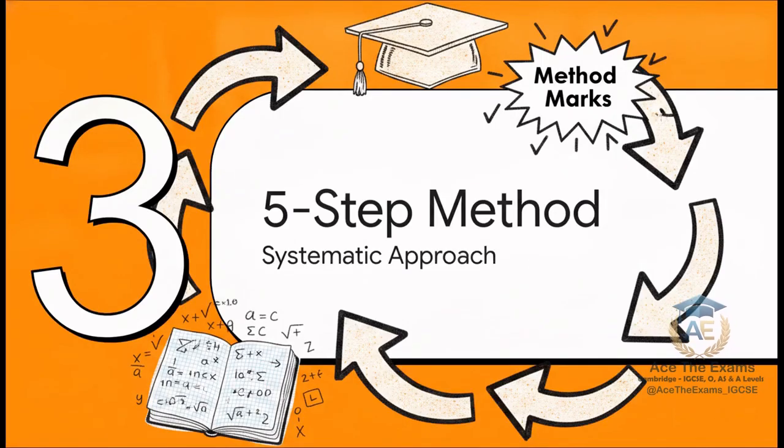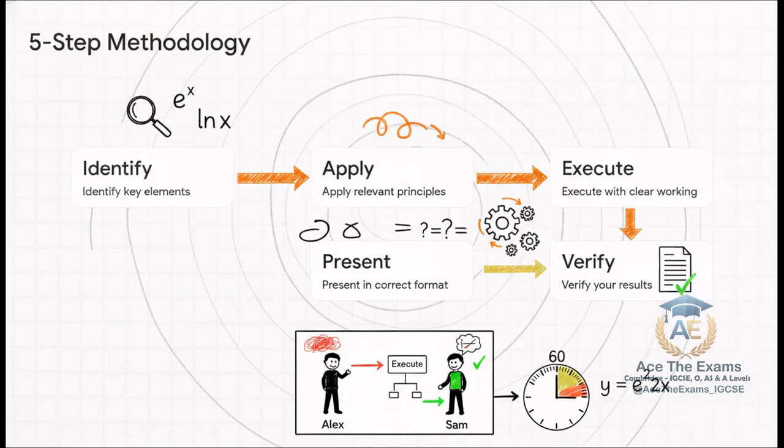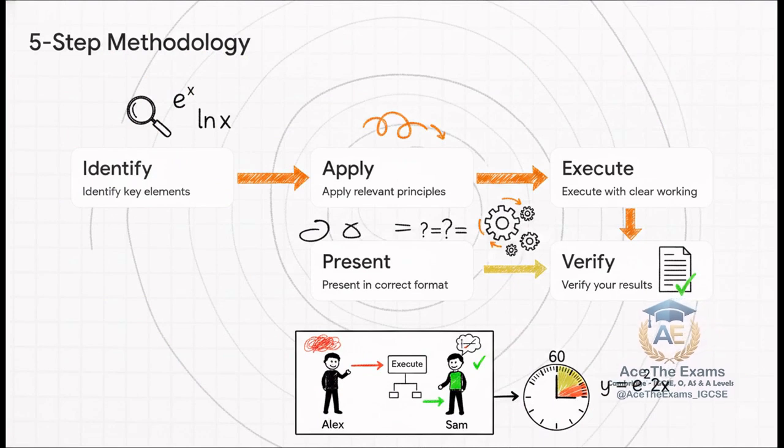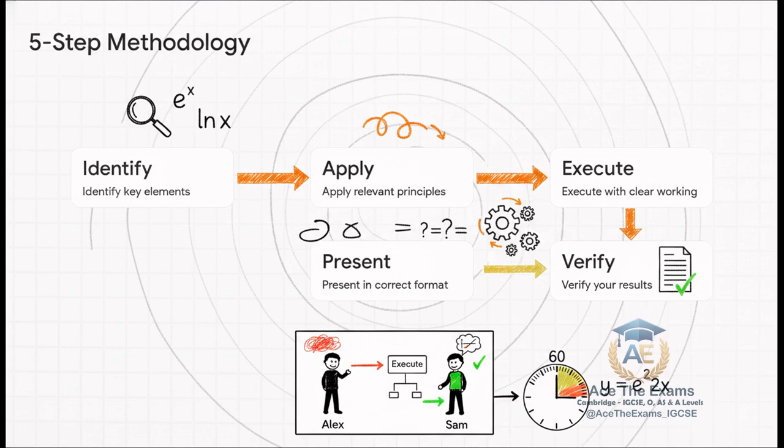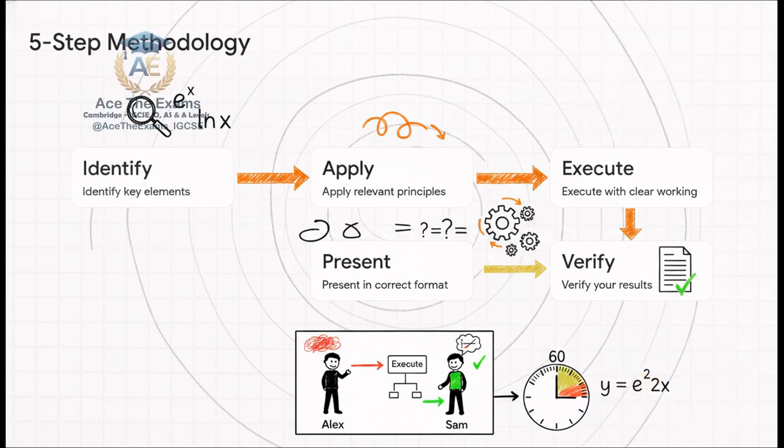Section 3. The 5-step methodology. All right, let's look at the exact procedural framework needed to secure those critical method marks. This is how we transform those red pen marks into green check marks. This is the standardized 5-step sequence examiners are actively looking for when you deconstruct a question.